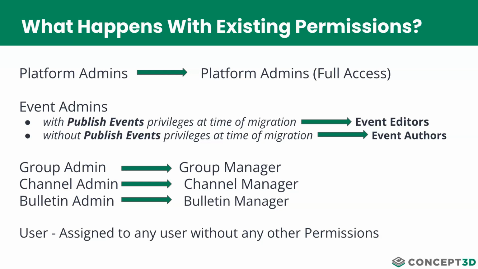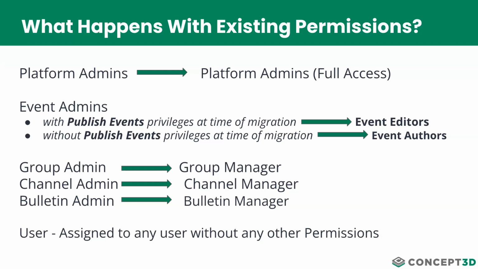Your event admins were ported to either an event editor or an event author, and that depended on whether or not they had the publish events privilege turned on for their account at the time of migration. So if you were allowing them previously to publish events, which was a separate privilege within the event admin permission, they automatically became an event editor, as they are now allowed to publish. If they did not have publish events checked, they will now be an event author. So if you get any questions about why it says that in their profile, that's the breakdown there and how we decided to automatically port.